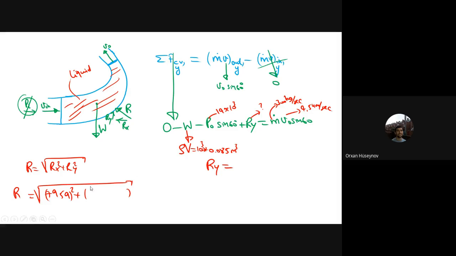It is 19 kilonewtons, or 19,018 newtons. Okay, that will be 19,018 squared, and from here you will get the value of the resultant reaction force. The value of the resultant reaction force, it will be for the R now.